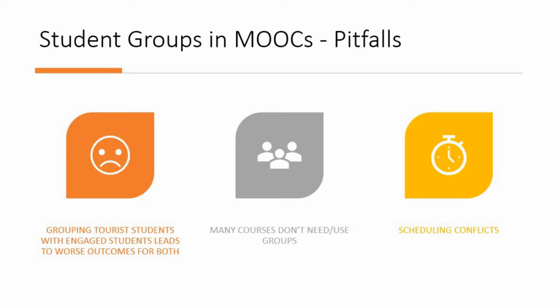That's not to say that groups don't have their own issues. Grouping the disengaged students with more engaged students tends to have a worse outcome for the more engaged students. Many courses don't lend themselves well to group work, and often in groups of students spread out across different time zones, like in MOOCs, you run into scheduling issues where students can't meet together.